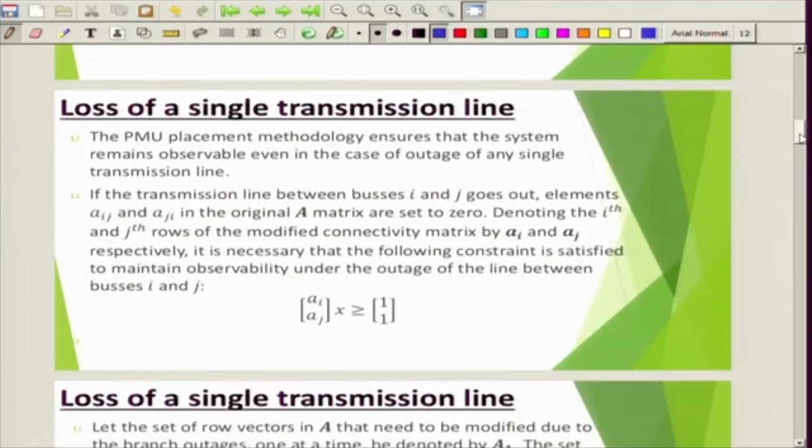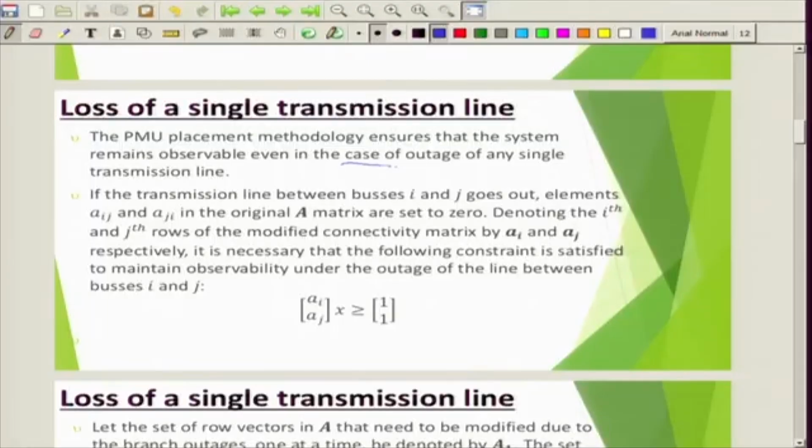So, let us consider some specific case scenarios. You have placed a PMU and it is making the system observable and the cost is also less, but that is not sufficient. You should also take into consideration some unique situations, where, let us say, there is a loss of a single transmission line. There are multiple case studies that we would discuss. The first such scenario could be a loss of a single transmission line.